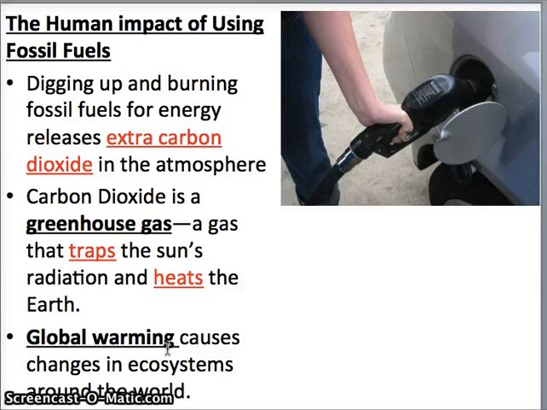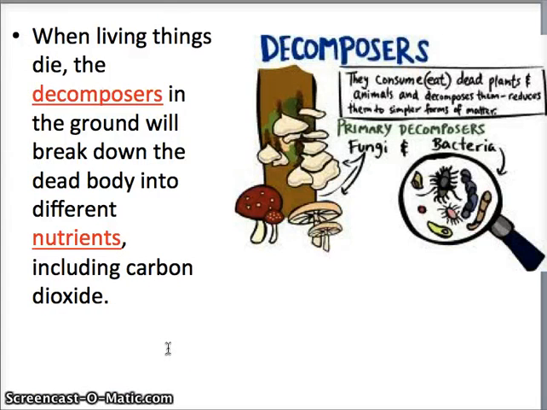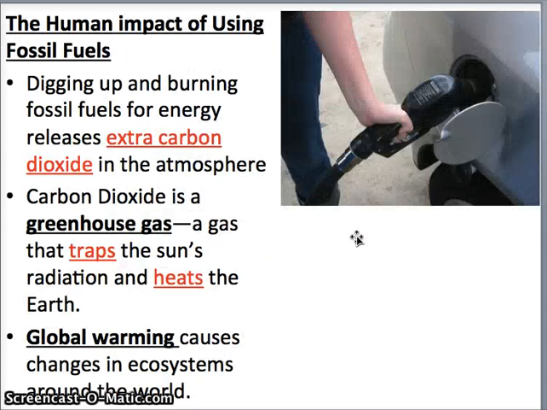Another interesting fact is that the decomposers we talked about here actually decompose faster when it's warm, so they're also releasing more carbon dioxide into the atmosphere and adding to the greenhouse effect. Those are all factors that we should consider and think about when we are using fossil fuels, and how we are impacting the natural world.